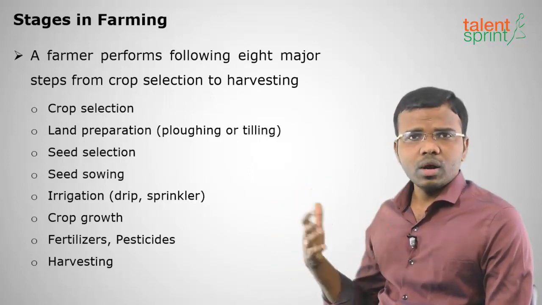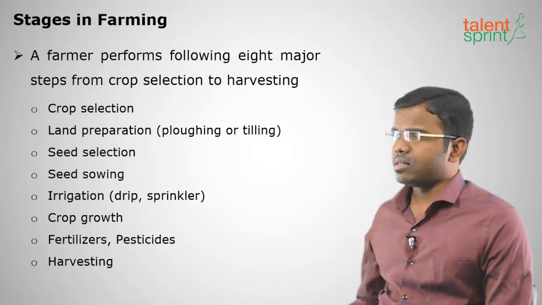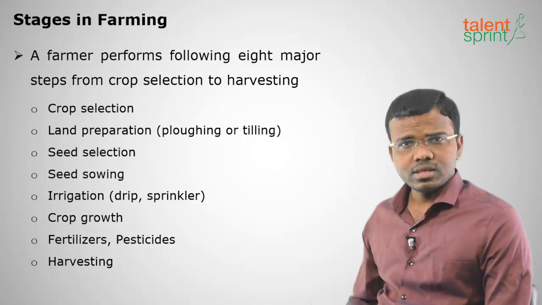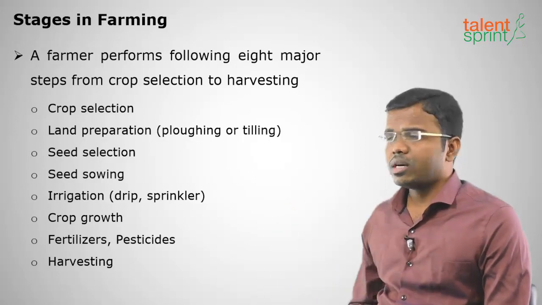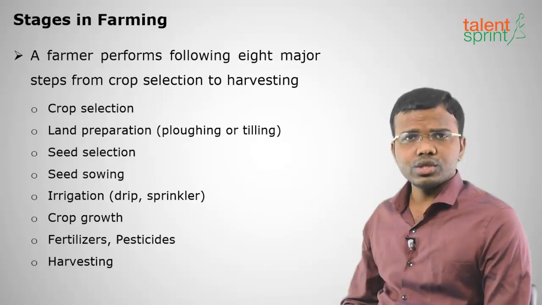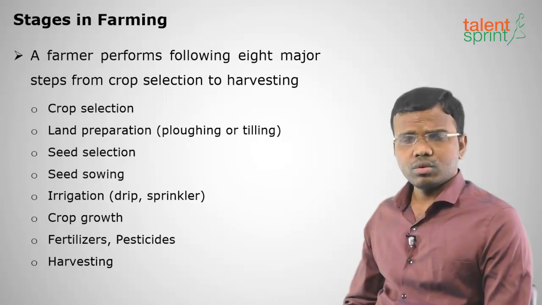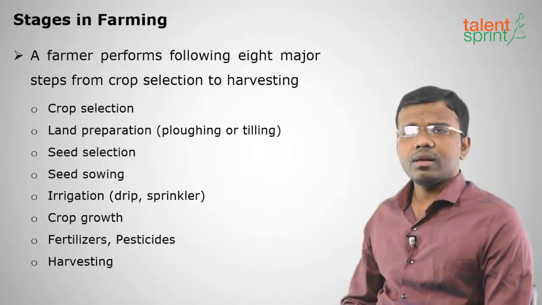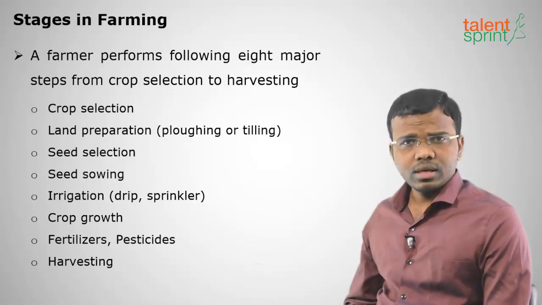He may be doing plowing or tilling, etc. He may be selecting the seed. Next he will be going for seed sowing. Next he will be checking the water facilities, whether I have to provide through drip irrigation or sprinkler irrigation, or through a bore well, or to take water from a tube well, or through canals, etc.